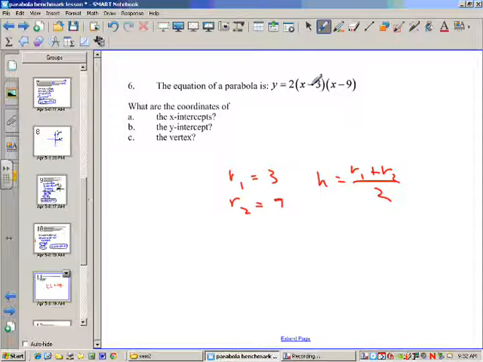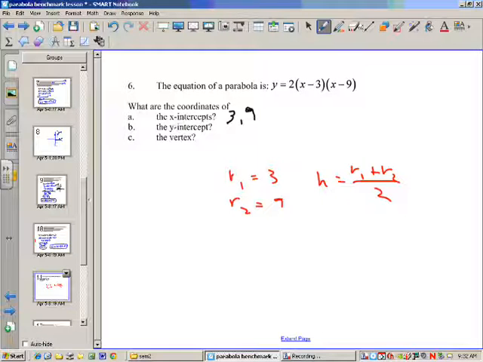The x-intercept's pretty straightforward. It's the number you can plug in for x that makes the whole function equal 0. By the zero product property, if you multiply a 0 anywhere in any of these 3 terms, you'll get 0 overall. Obviously 2 is a constant, it won't change to 0, but I can make x minus 3 be 0 if I plugged in x equals 3, or if I plugged in a 9. So there are 2 x-intercepts.